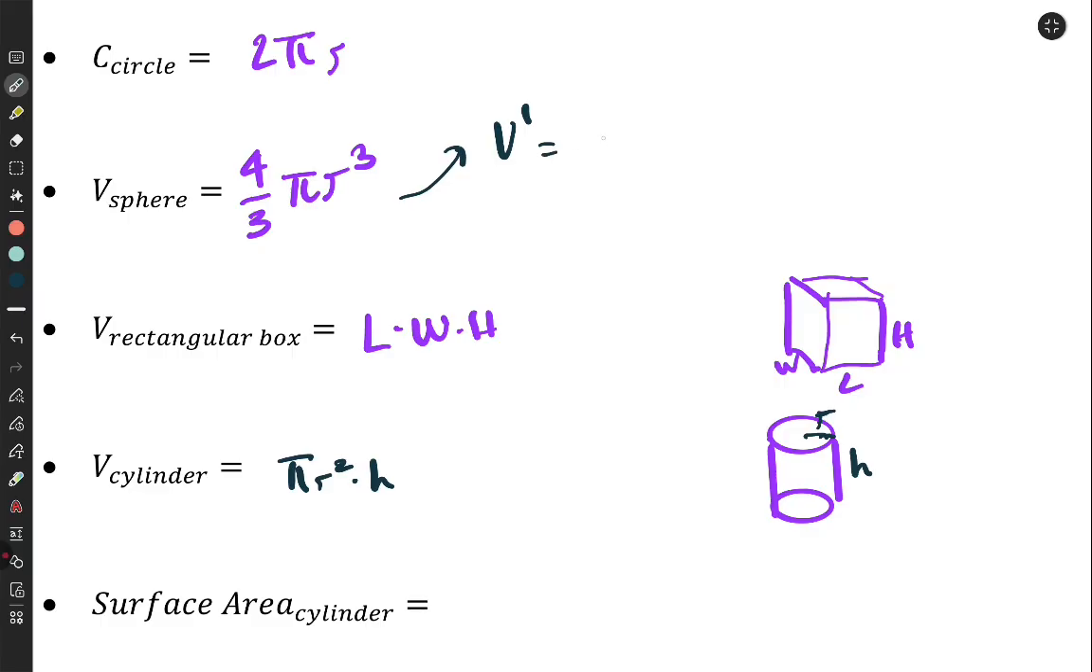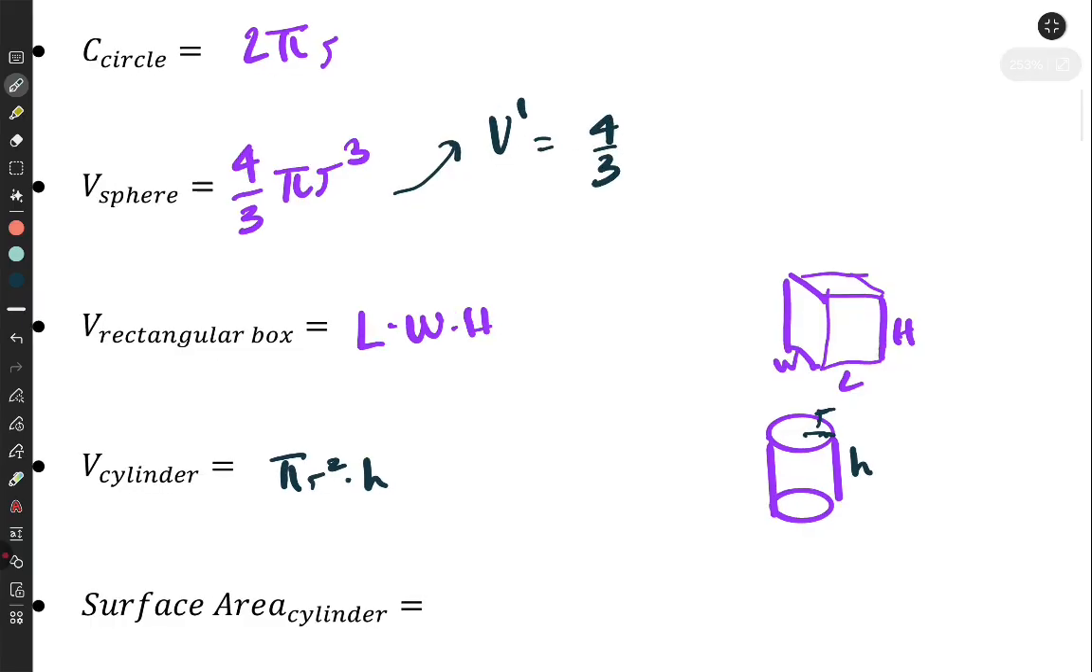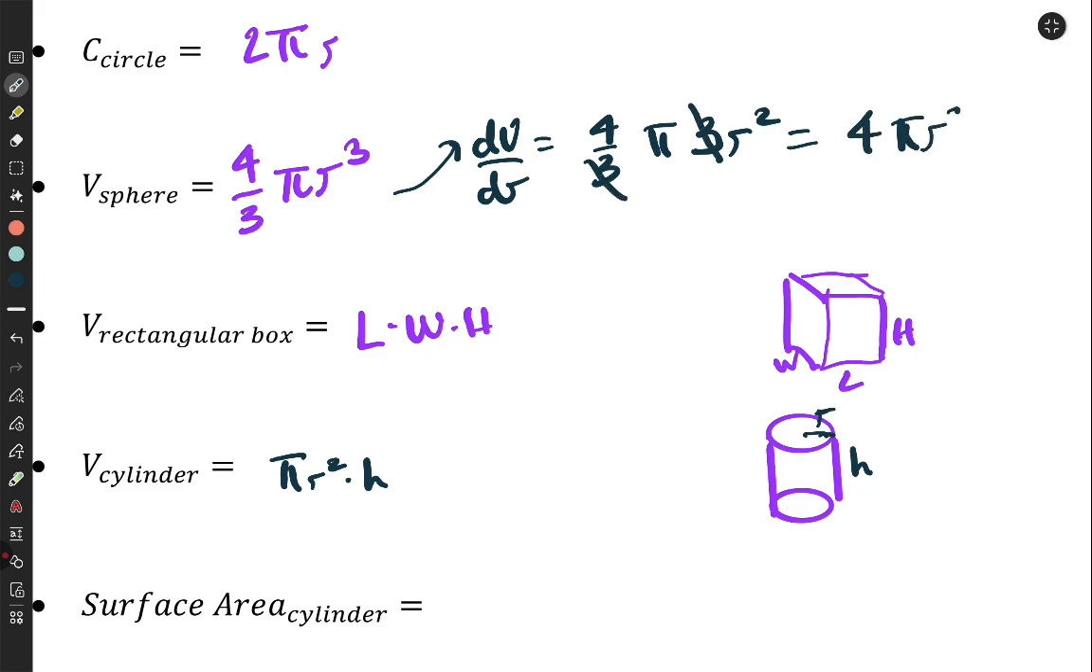The derivative of this one with respect to r, dV over dr, that would be 4/3 pi times 3r squared, right? And then dr over dr, but that is 1. I cancel that number 3. That is 4 pi r squared. That basically is 4 pi r squared. What is that? The area of a sphere. Somehow the derivative of volume gives you the surface area.